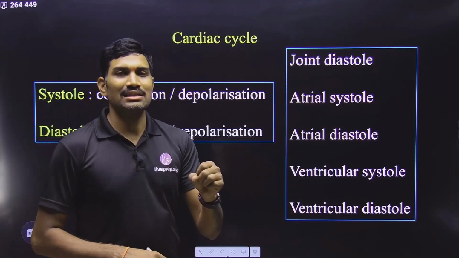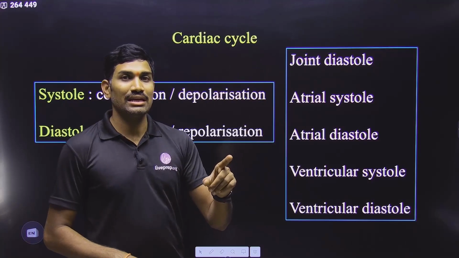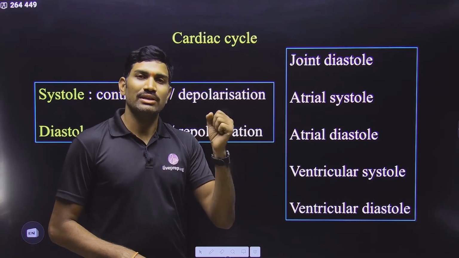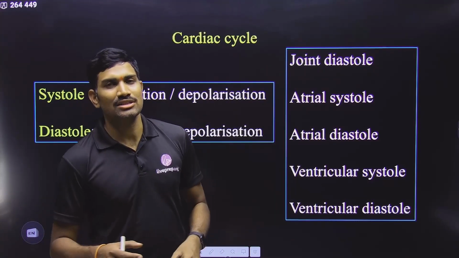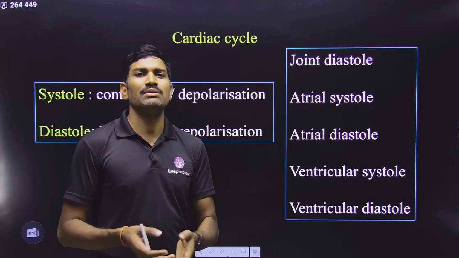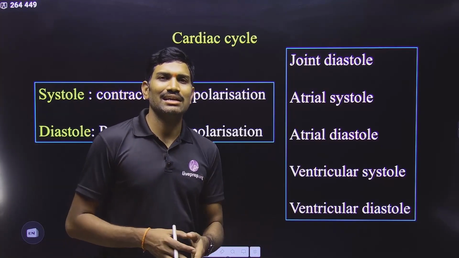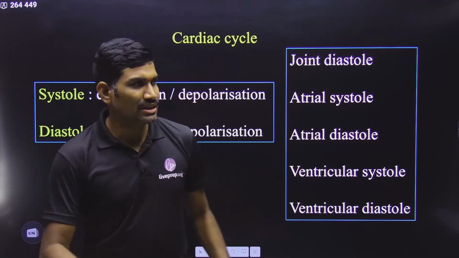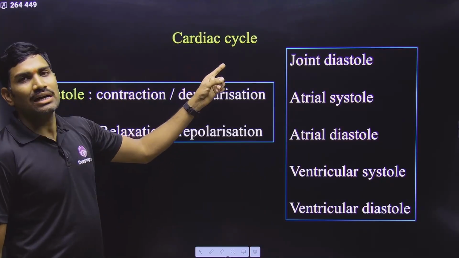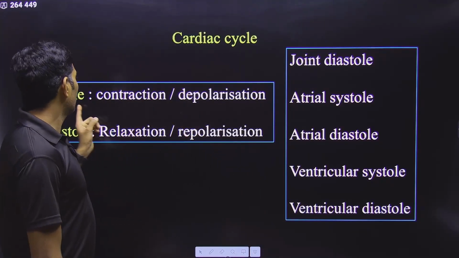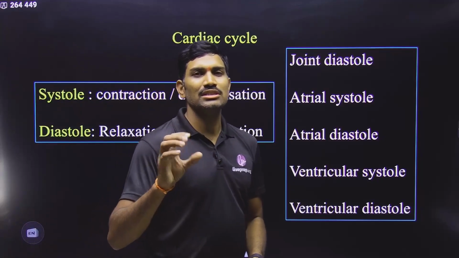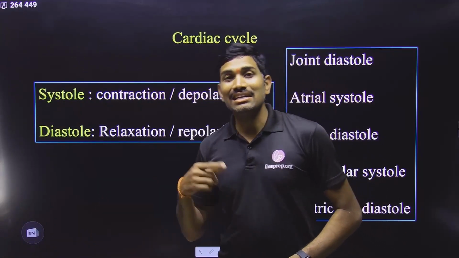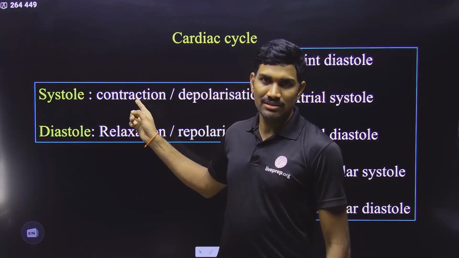So how exactly do these contractions happen, how does the information travel, and accordingly who will contract first? Will atria contract first, or ventricles, or both at the same time? Who will relax, and how exactly are they relaxing? Then what is the flow of this blood? That information we need to study here. So here we are talking about the cardiac cycle. In the cardiac cycle, you will study systoles. Systole means contraction. Atrial systole means atrial contraction.